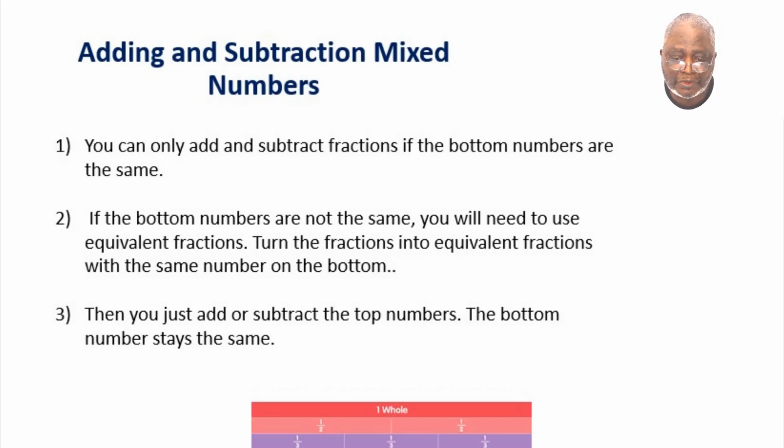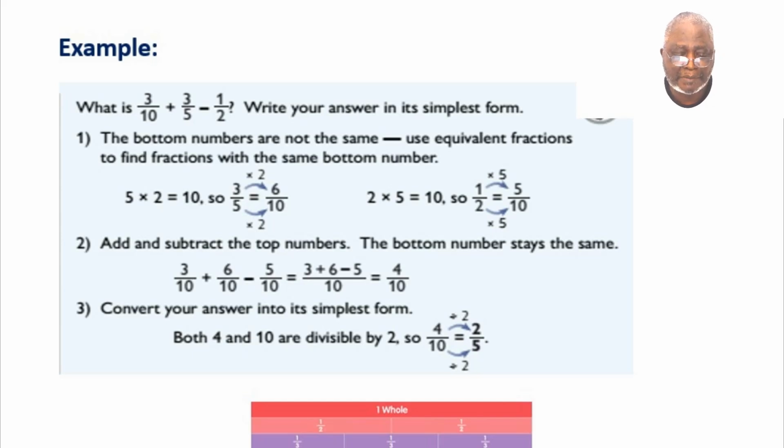Turn the fractions into equivalent fractions with the same number on the bottom, the same denominator. Then you just add or subtract the top numbers. The bottom numbers stay the same. Here is an example. What is 3/10 plus 3/5 minus a half? Write your answer in its simplest form. 1. The bottom numbers are not the same, so you need to convert them to equivalent fractions with the same bottom number.